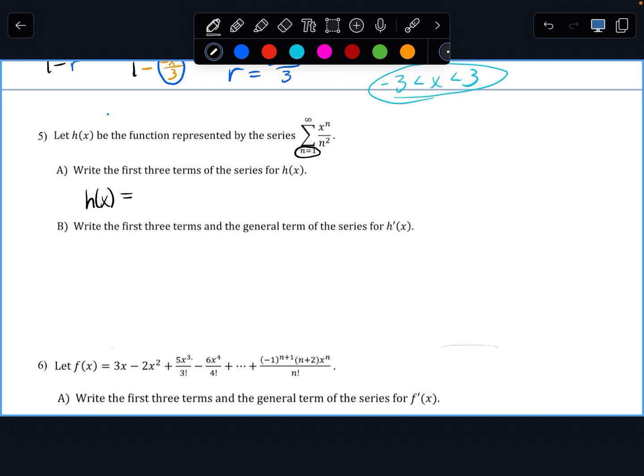So you're going to plug 1 in for n. So if n equals 1, you're left with what? Just x, right? And then if n equals 2, you get x squared over 4. And then if n equals 3, you would get x cubed over 9. Okay? So that's the best one, where you just have to write 3 terms. And you're like, cool, loving life.